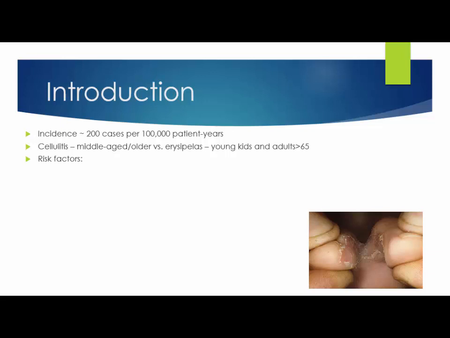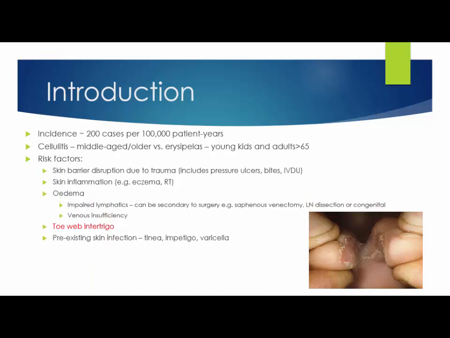So risk factors for cellulitis, I'm sure you guys know all of this, but there's a lot of risk factors. So pretty much anything that disrupts your skin barrier puts you at risk of infection, and that includes things like ulcers, bites, injecting drug use, anything that causes inflammation of the skin, so most of the dermatological conditions, but commonly eczema, radiotherapy as well, so burns from radiotherapy, edema of any kind, so either from impaired lymphatics, and that can be either secondary from surgery to remove lymph nodes or from vein harvesting, or it can be a primary lymphedema, it can be congenital, or from venous insufficiency as well.